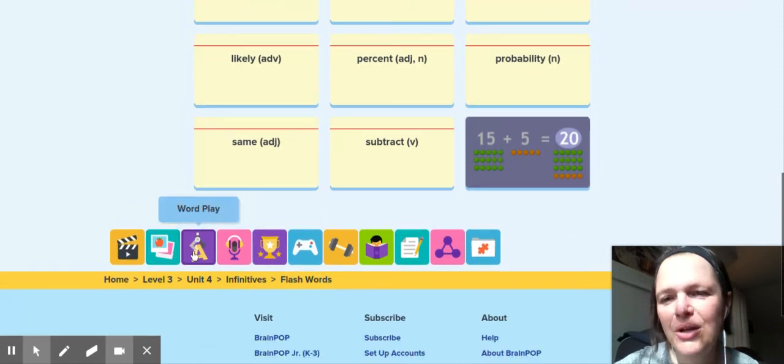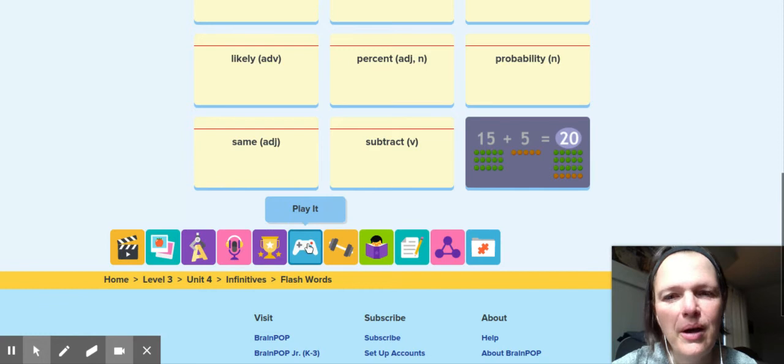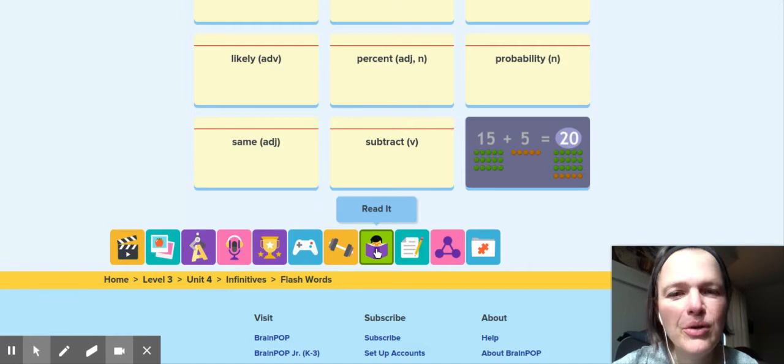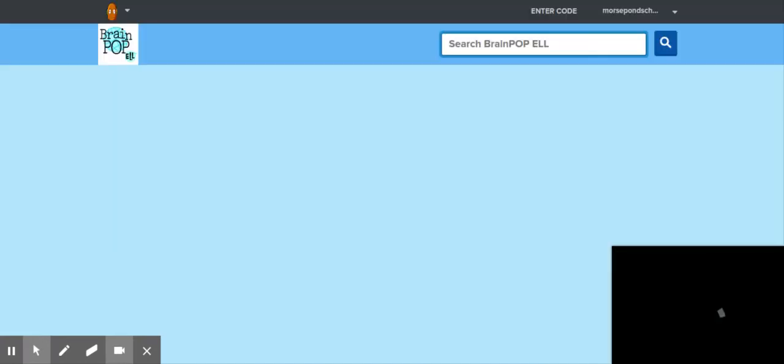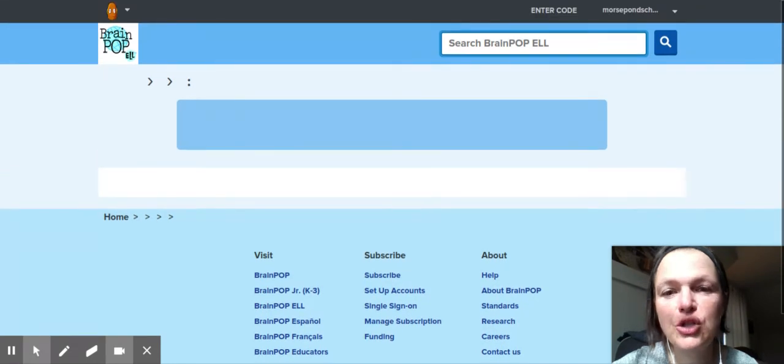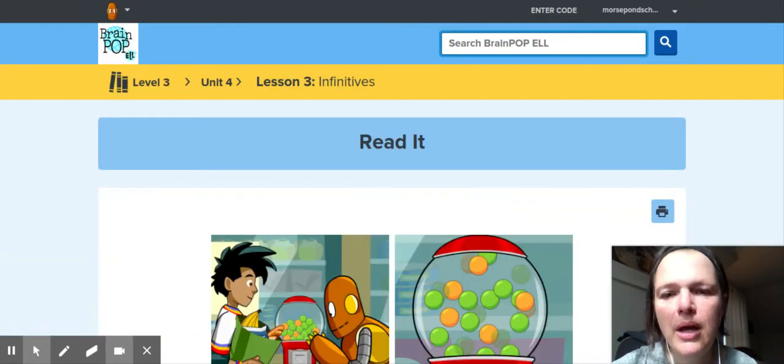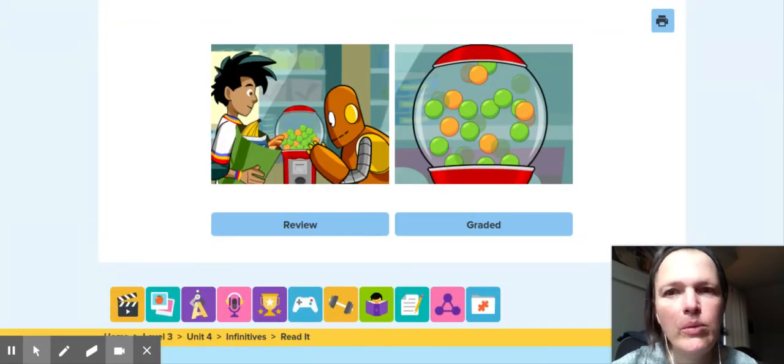Okay, so as now we go through, we're going to do a word play game. You're going to play the game about infinitives. You'll do the practice and you'll do the reading. The reading is important because you have to read the fictional story about Mowgli and the probability of the gumball being chosen.